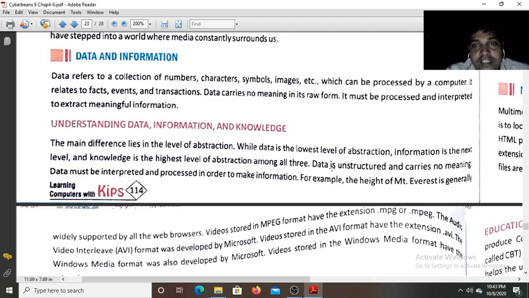Next, data is unstructured and carries no meaning. Data must be interpreted and processed in order to make information. So unstructured data has no meaning. Yes, suppose you are throwing so many papers in the dustbin; that is of no use to you. But maybe that piece of data which you are throwing is useful for a third person.